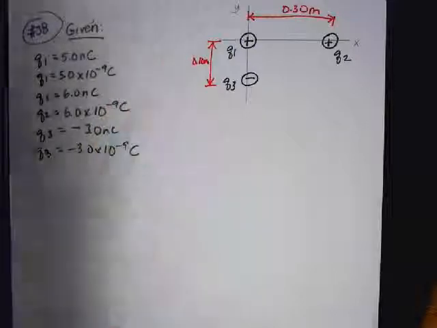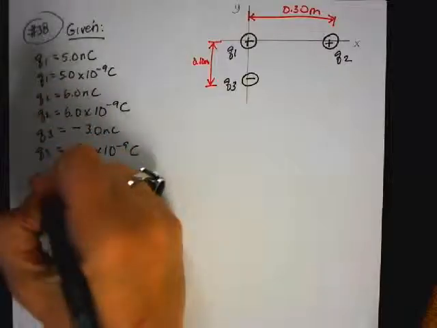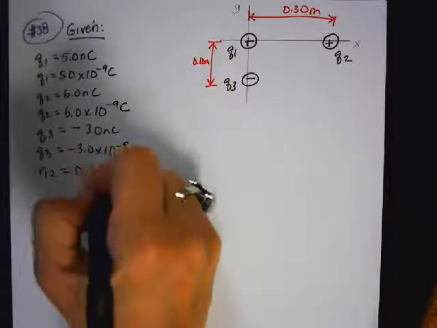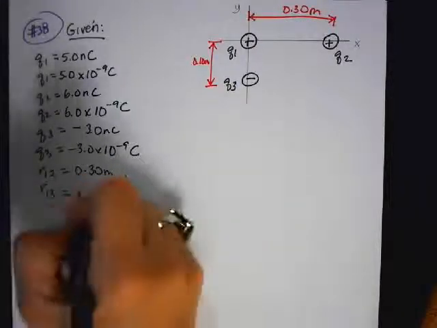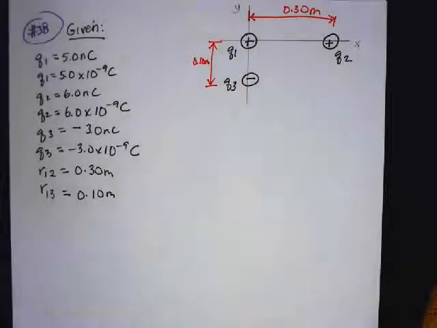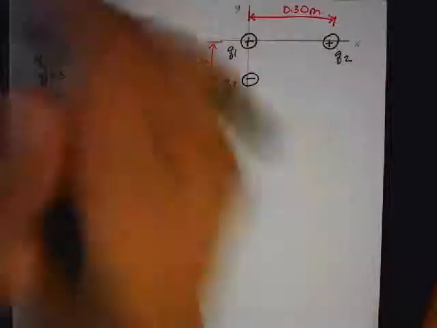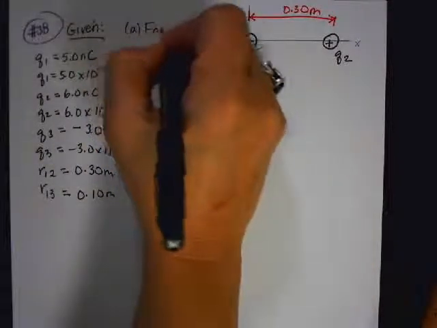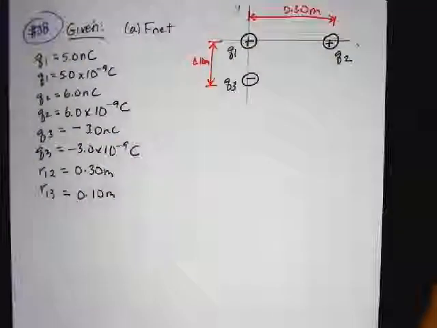negative 9 coulombs. Now this distance here is the distance between 1 and 2, so I'm going to say R12 is equal to 0.3 meters. And then this is between 1 and 3, so R13 is equal to 0.1 meters. And again, this will be helpful for my calculations. So first they want me to find the net electric force acting on the charge at the origin, this one. So I want to find the net force. The net force is all the forces, the resultant, acting on that one charge.